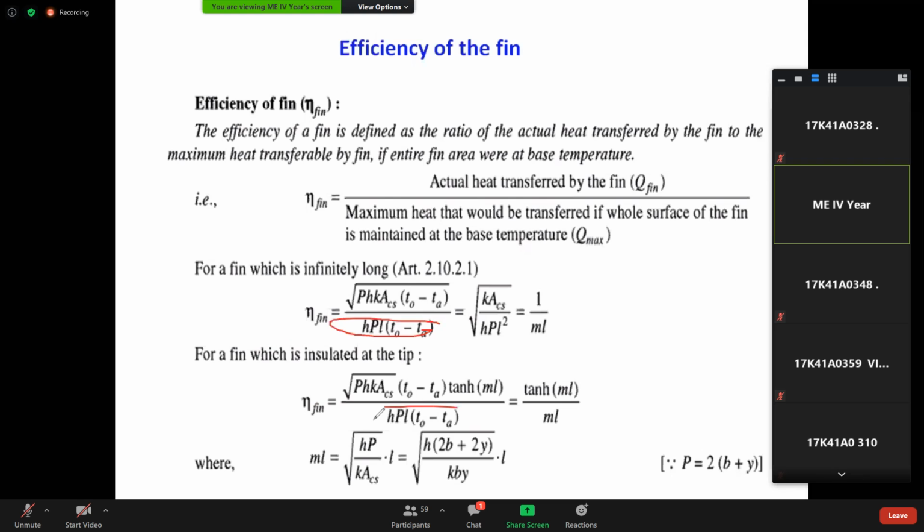For this case also, and the third case, it was not shown. Right, this is the fin, heat transfer through fin. So quickly, 1 minute. If there are any questions, let me know, because I have to move forward.